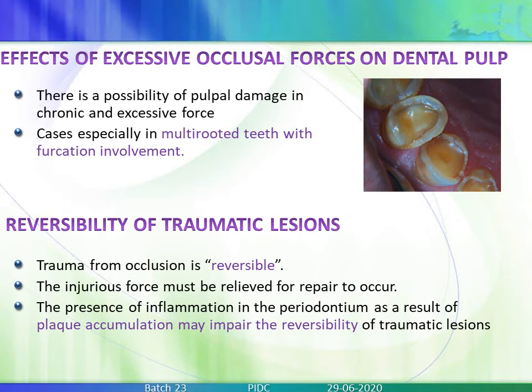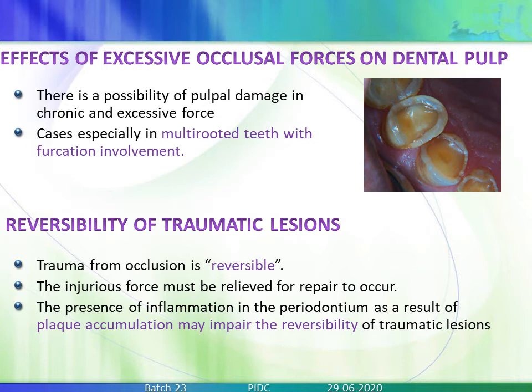Another concept regarding the reversibility of traumatic lesions. You could ask me whether, if we take away the source of injury, like if we reduce the occlusion, the trauma from occlusion is reversible. Yes, it is reversible, but the injurious force must be relieved for repair to occur. But if this is present along with inflammation as a result of plaque, this may impair the reversibility of the traumatic lesion.